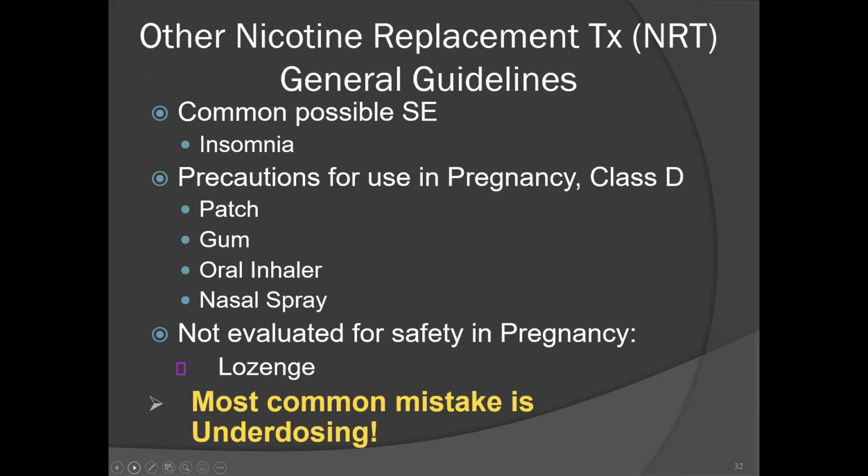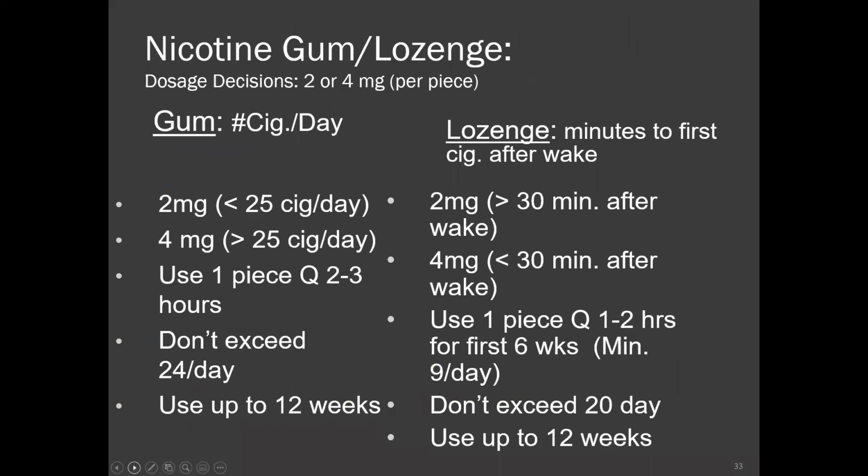The lozenge has not been evaluated for safety, in particular with pregnancy. Most common mistake, broadly speaking, is underdosing. It comes in 7, 14, and 21 milligrams.